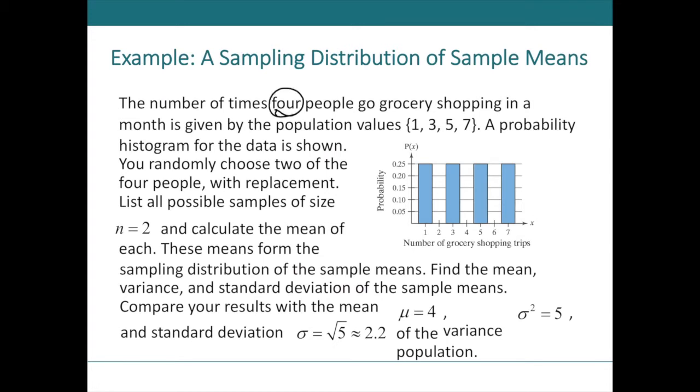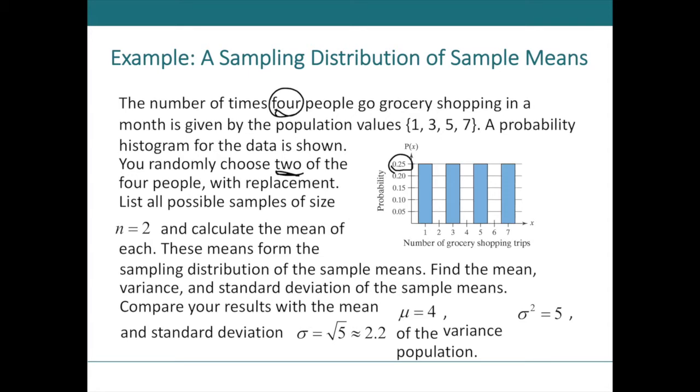So here's a good example of this. The number of times that only 4 people go grocery shopping in a month is given by population values 1, 3, 5, and 7. So in other words, somebody goes once a month and somebody else goes 7 times a month. And here's a probability histogram, rather simplistic. And notice, because there's only 4 people, each one of them has a 1/4 chance.